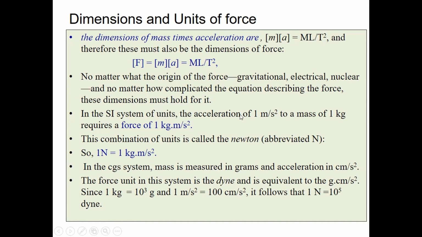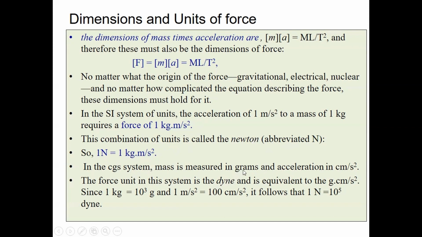In standard international units, the acceleration is expressed as 1 meter per second square, and the mass is expressed as 1 kilogram. Therefore, the force is 1 kilogram multiplied by meters per second square. The combined unit for this force in SI is Newton, abbreviated as capital N. 1 N is equal to 1 kilogram times meter per second square.